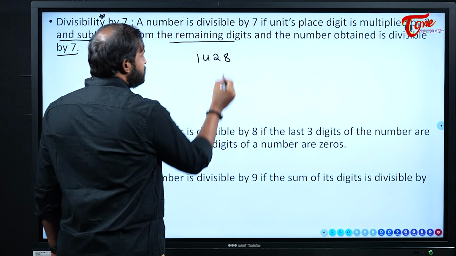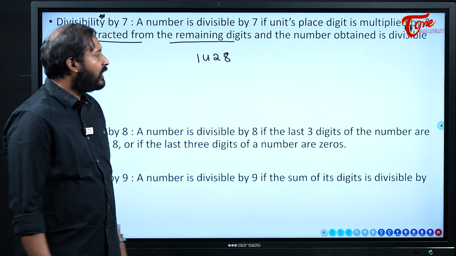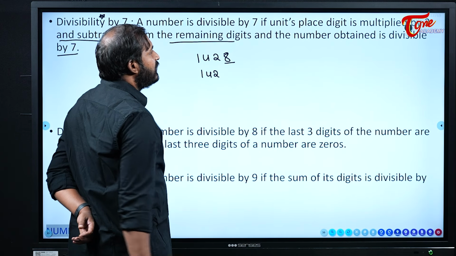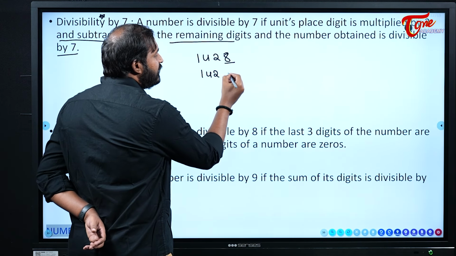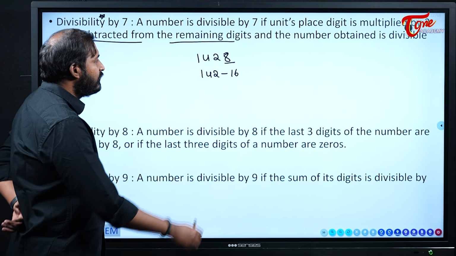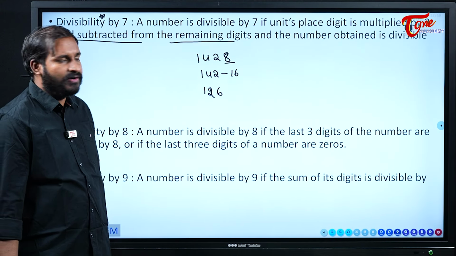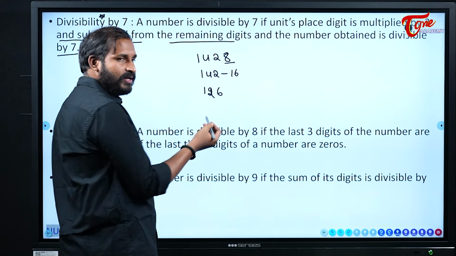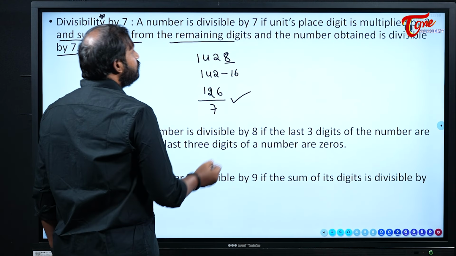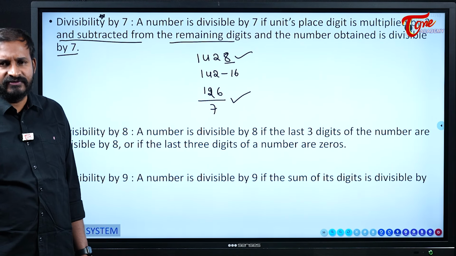For example, there is a number like 1428. I need to check whether this number is divisible by 7 or not. What I need to do is take the remaining digits, 142. I need to take the units place, 8, and multiply it by 2. So, 8 2s are 16. I need to subtract it from 142. If I subtract it from 142, what will I get here? 126. Now, is 126 divisible by 7 or not? Yes, 126 is divisible by 7. So, this number is also divisible by 7. In this manner, we will see whether the number is divisible by 7 or not.